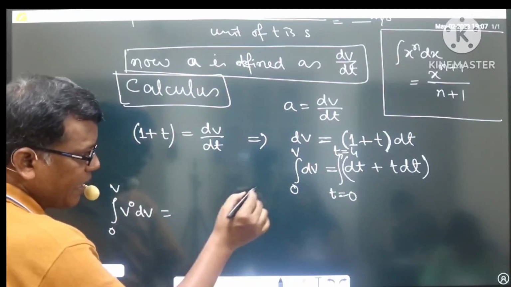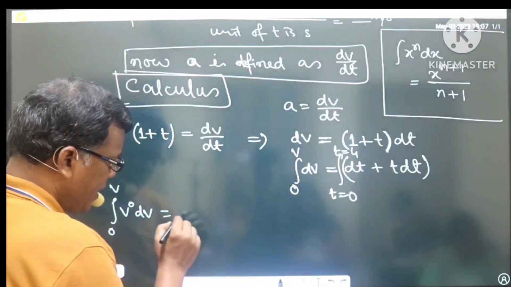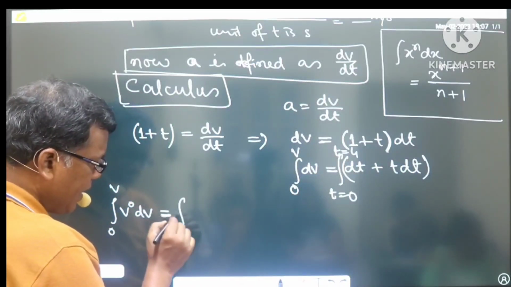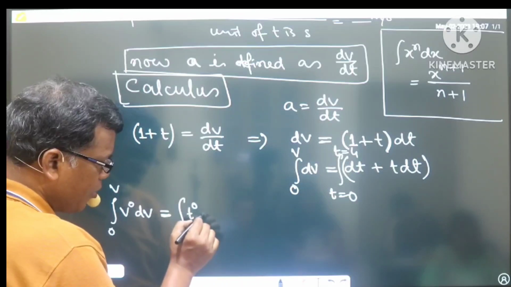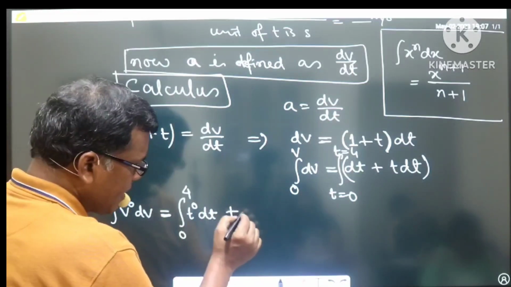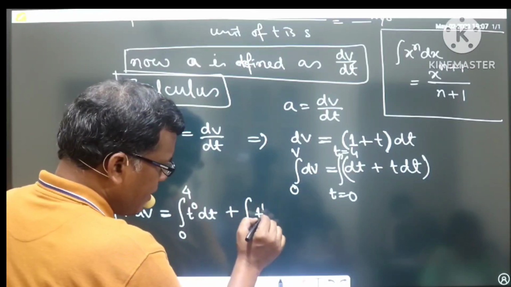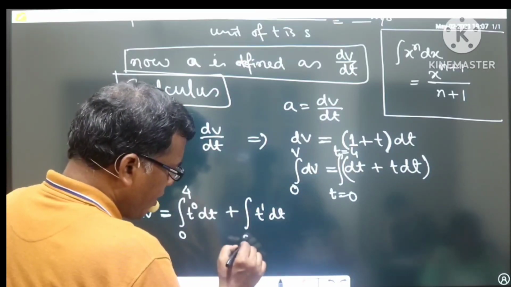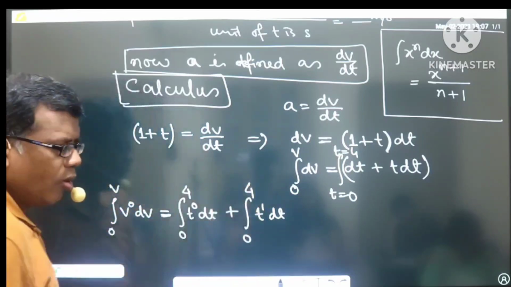In RHS, there are two separate terms of integration. In the first term, integration of dt means again t to the power 0 into dt for limit 0 to 4. And the second part is t dt, means t to the power 1 into dt for limit 0 to 4.